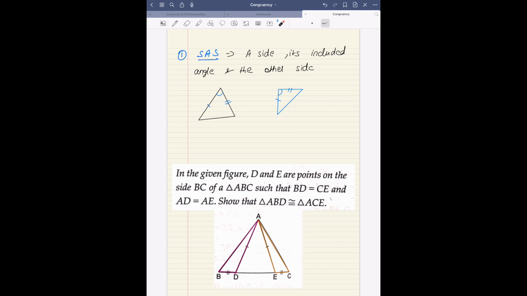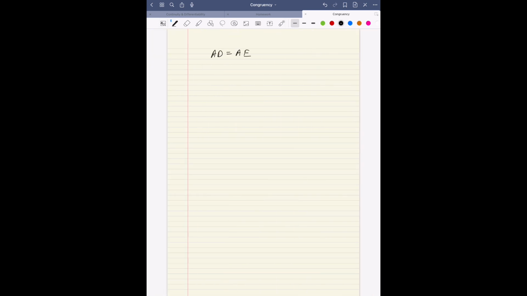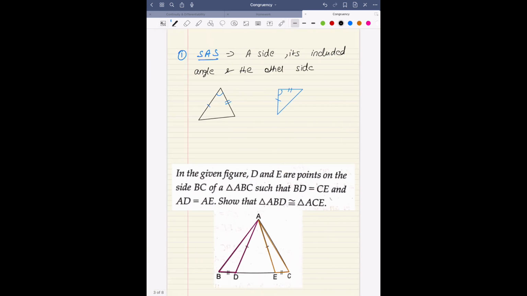So how do you write it? You first write BD. First take what is already given: AD is equal to AE. What will you write in the bracket? You will write given and call it S for your reference because you know what criterion you are using. Then the angle is still not proved.